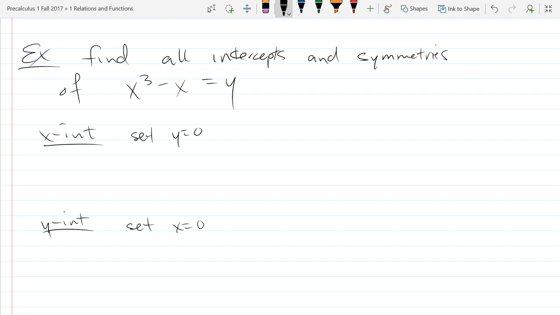Some of these might be super easy algebra, other ones slightly less easy. This is not a quadratic, it's a cubic. So don't use the quadratic formula. You can't use your quadratic formula here. It's a good time, if you have any questions, to ask them.